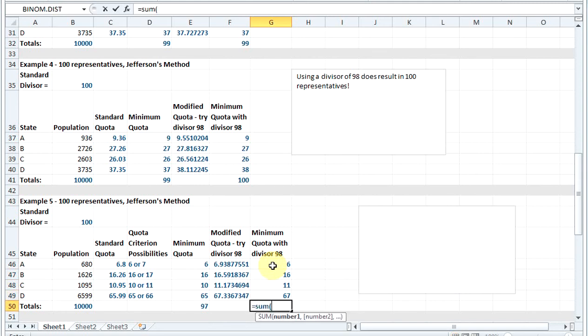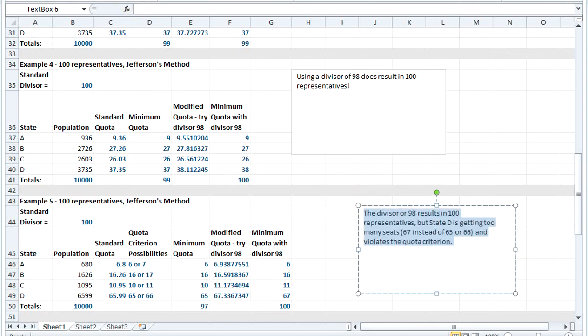And when I sum them up, they sum to 100. So from first glance, this looks really good. But there's actually a problem. State D does not meet the quota criteria. The quota criteria says that state D should get either 65 or 66 representatives, and it's being assigned 67. So that's not really fair according to the quota criteria. So we found a divisor that works for Jefferson's method, but it assigns a state too many seats.